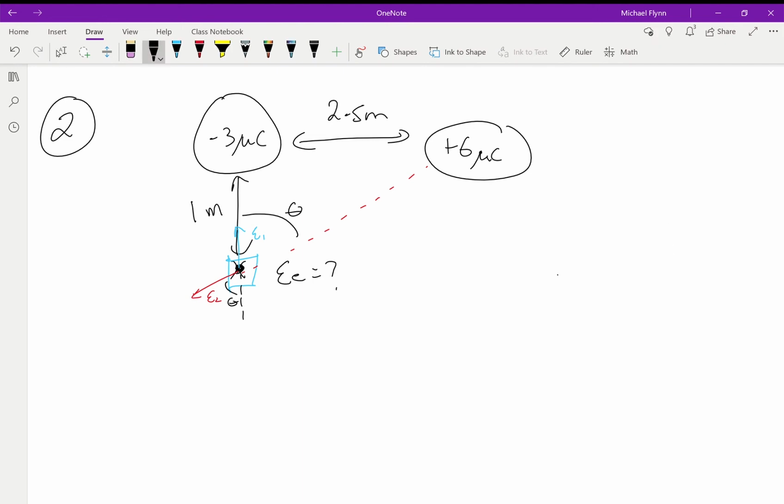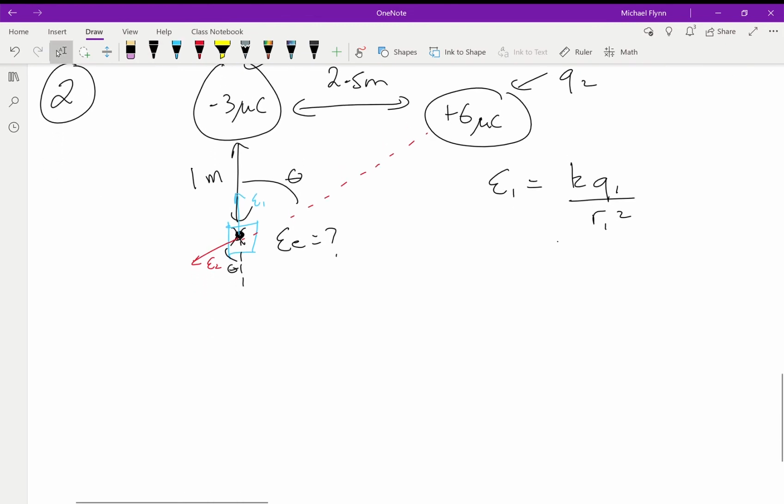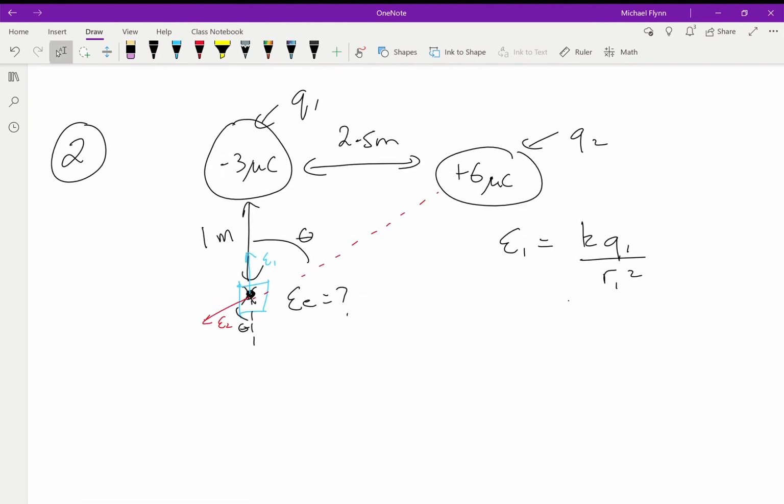For that, we use a formula. So what is E1 equal to? Well, E1 would equal K Q1 over R1 squared. I'm calling this one Q1 and that one Q2. It's totally random what I'm calling them. You might say, oh, but he canceled out Q1 in the formula. Q is just the charge you're testing. In this case, it's that -3 microcoulombs.